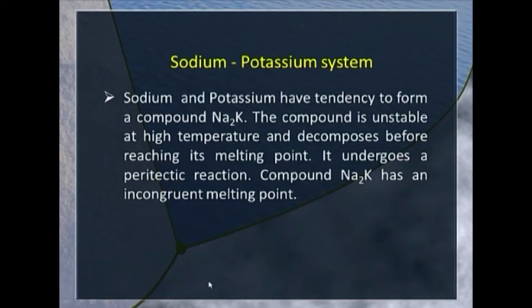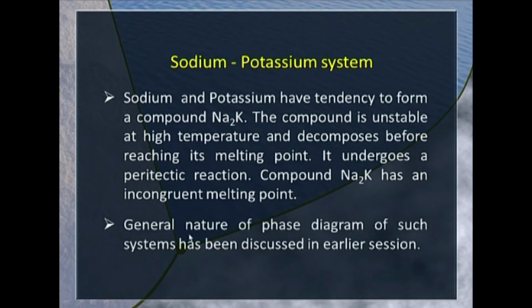Let us now look at the sodium potassium system. In this case, sodium and potassium have a tendency to form a compound with the formula Na2K. The compound is unstable at high temperature and decomposes before reaching its melting point. It is said to undergo a peritectic reaction. Compound Na2K has an incongruent melting point. The general nature of the phase diagram of such systems has been discussed in an earlier session.